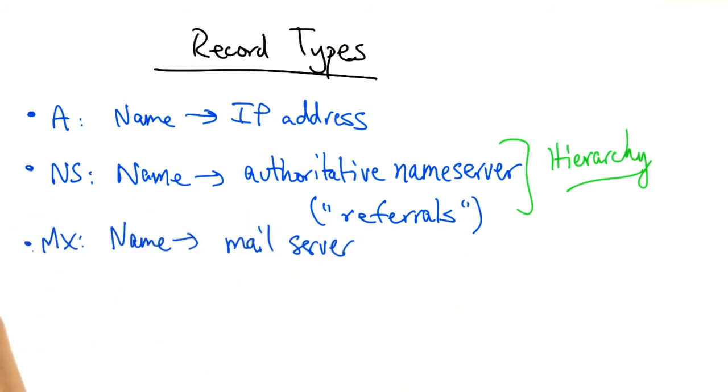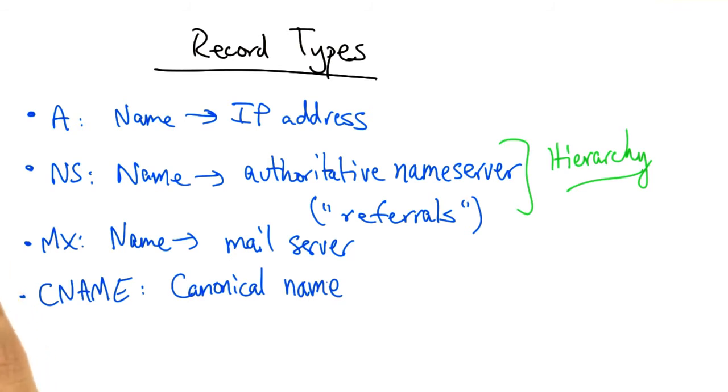Another important DNS record type is an MX record, which shows the mail server for a particular domain. Occasionally, one name actually is just an alias for another name. For example, www.gotech.edu actually has a slightly different real name. The CNAME is basically a pointer from an alias to another domain name that needs to be looked up.